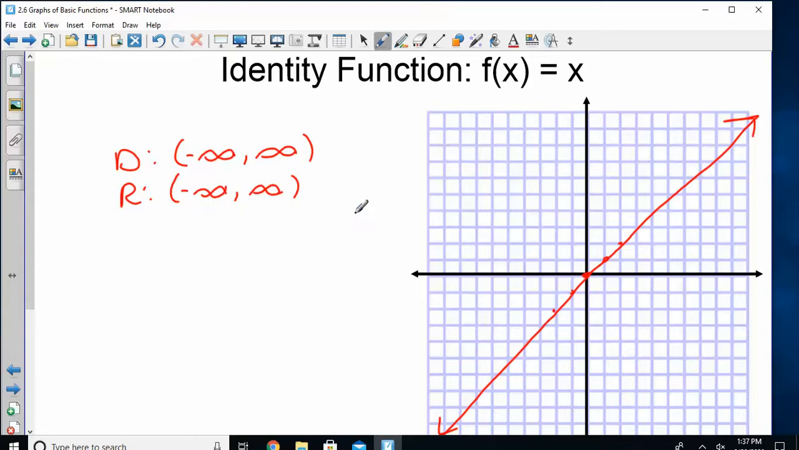Is this one ever, or where is that one continuous? Yeah, that one's always continuous. Is it increasing, decreasing, or constant? Increasing. So could you guys answer all those questions? Okay. Let's go to the next.